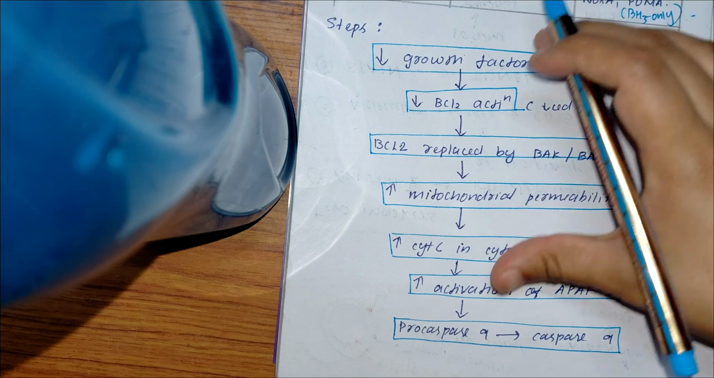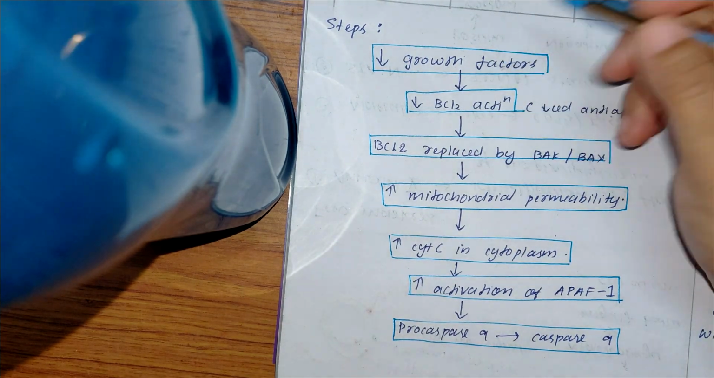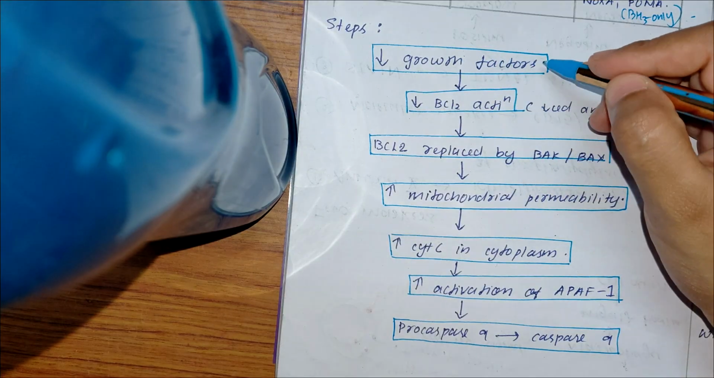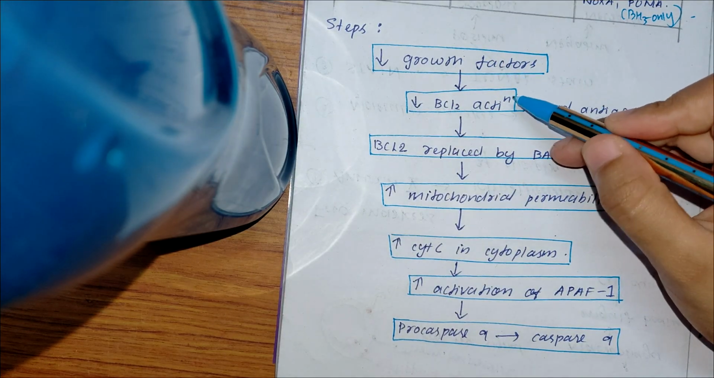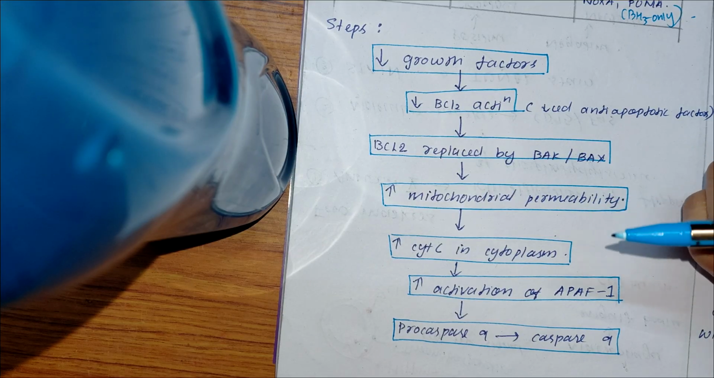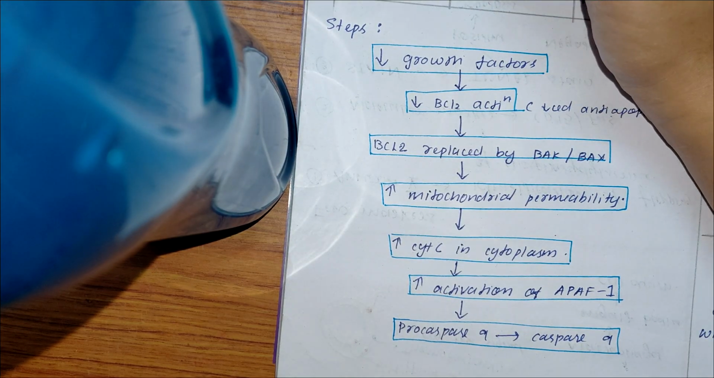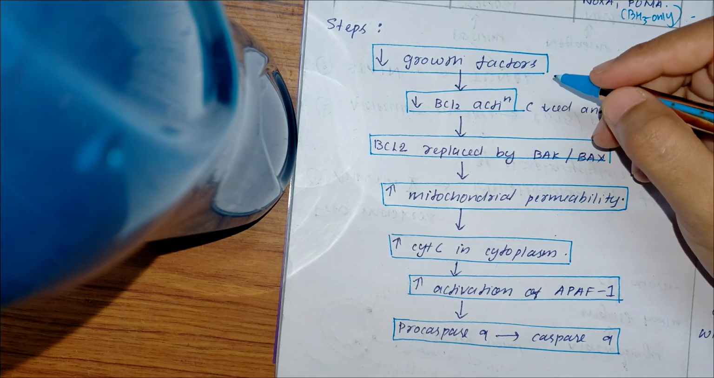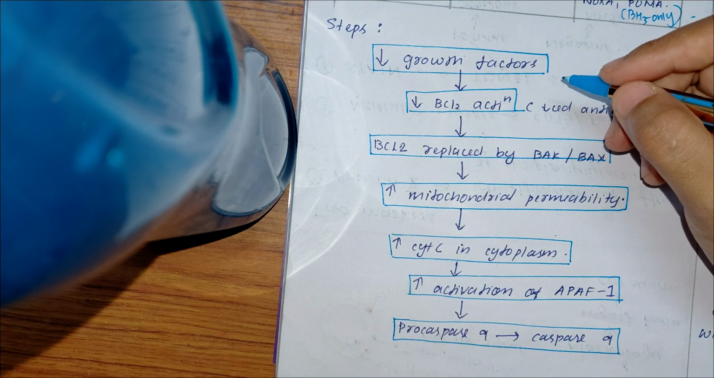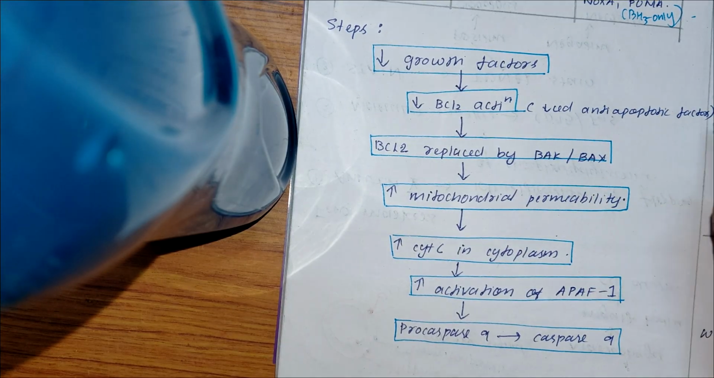We will write this in a flow chart, whatever we have learned from the diagram. First, some kind of stress. What is it? Decrease in the growth factor. Then it is going to decrease the BCL2 activation. So what do you think if the BCL2 is getting decreased? BCL2 is an anti-apoptotic factor, so the anti-apoptotic factor is going to get decreased. So the prevention is decreased.